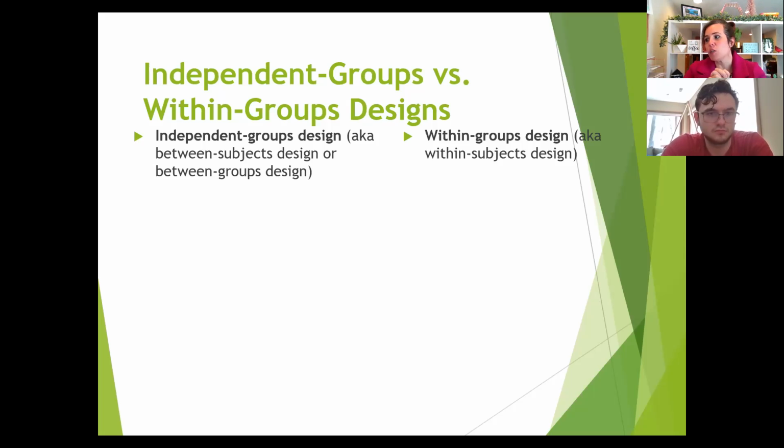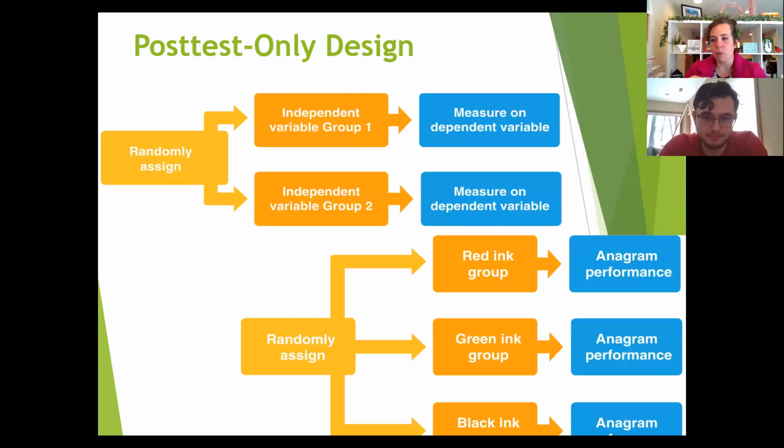Within group design is where each participant is presented with all levels of the independent variable. So if you conducted a color study and every participant was exposed to all three ink colors, okay, that would be a within group design, okay? So it's the same participant and they are presented all levels of the independent variable. Again, that's not possible in all studies.